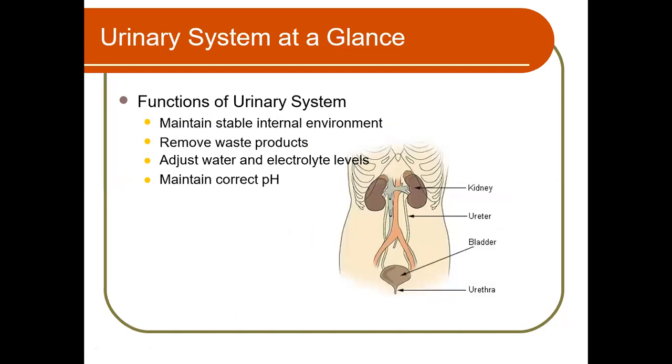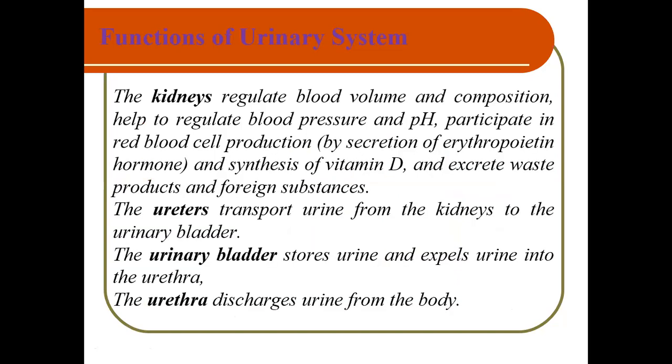Looking at the urinary system at a glance, its function can be categorized shortly: it maintains a stable internal environment, removes waste products, adjusts water and electrolyte levels, and maintains correct pH. The function of the urinary system.